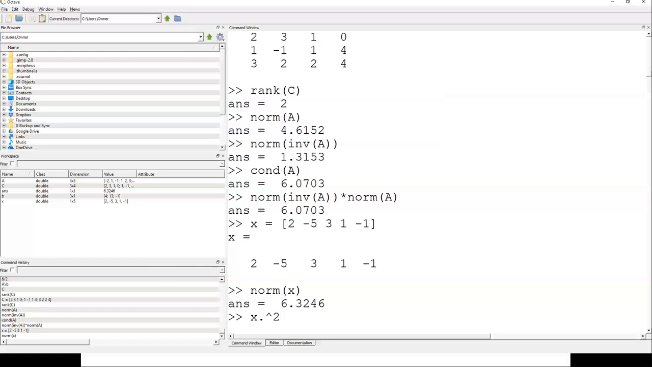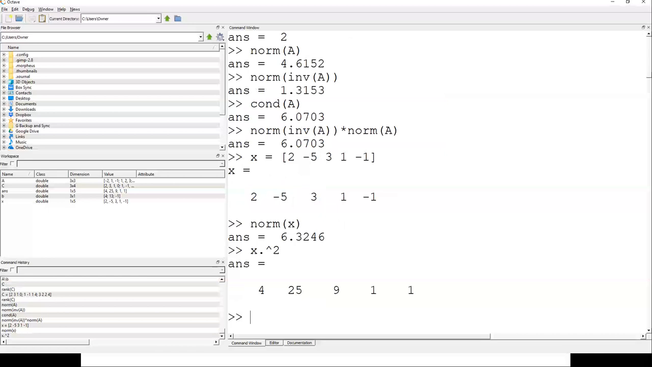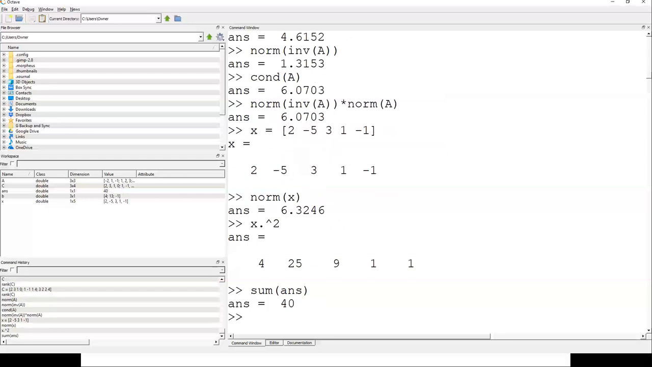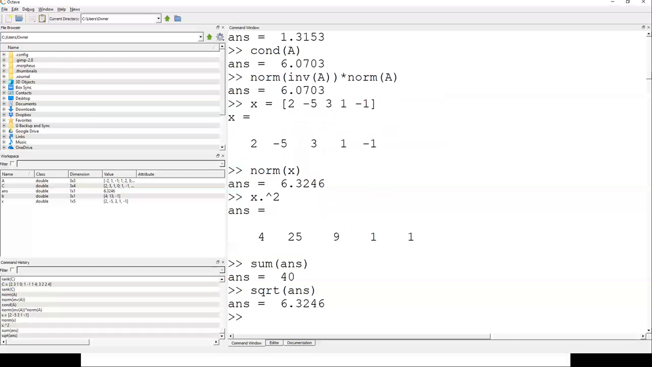Everybody know what transpose means? Transpose means if one is a row, the other one is a column. Anyway, so x times the transpose of x would give me, let's do this first. Everybody see that? I'm going to sum it now. I'm going to take the square root now. That was a norm, right?